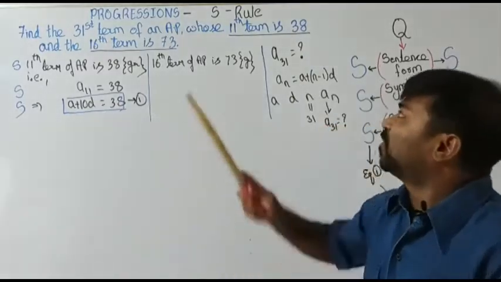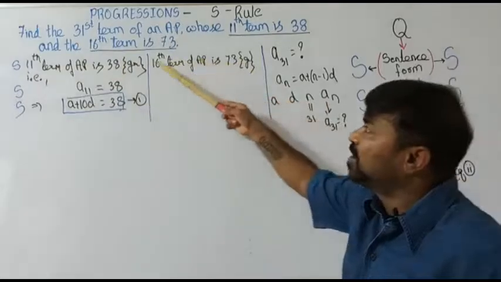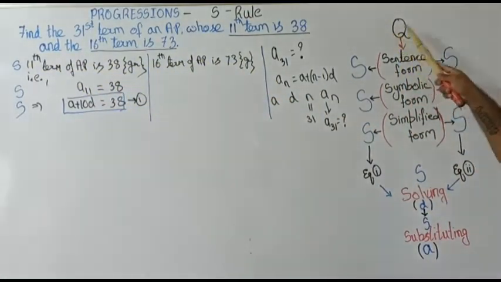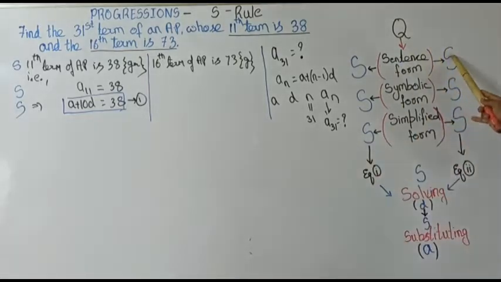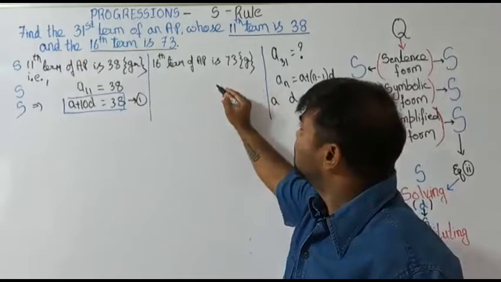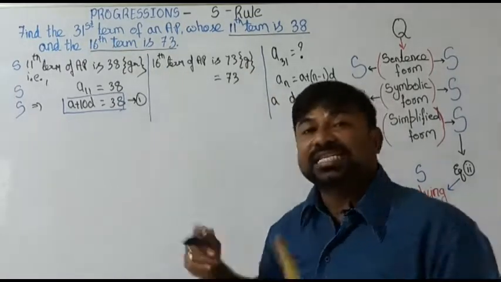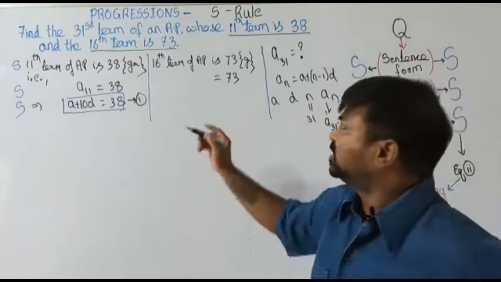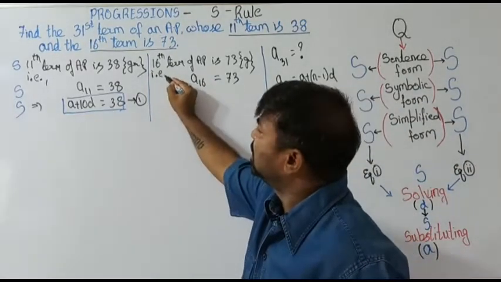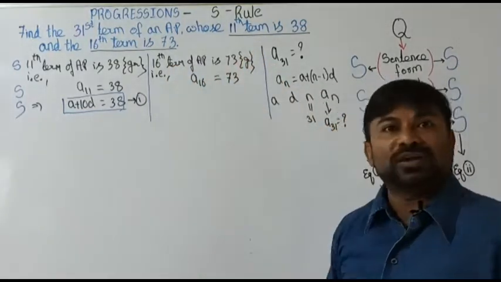Now, from the question, I picked a sentence. Everything is in sentence form. From the sentence, we are going for the symbolic form. How to write symbols? "Is" means equals, 73 means 73, 16th term. How to write 16th term? It is nothing but A16. Yes, that is 16th term of AP is 73. That is A16 is equal to 73.